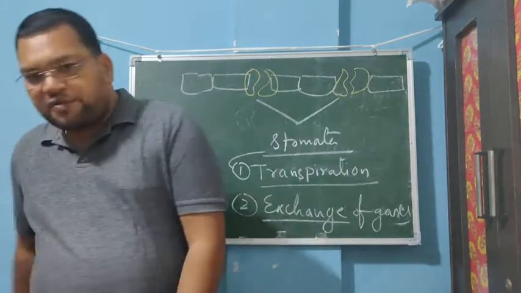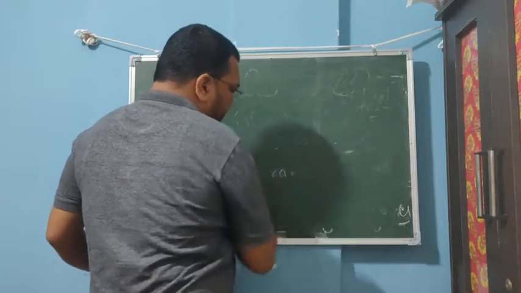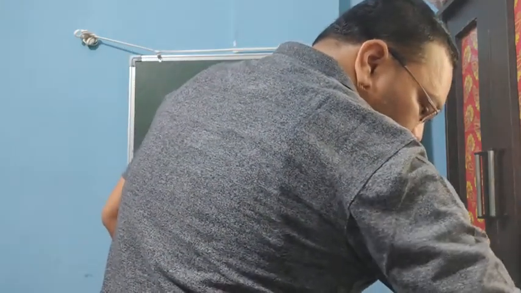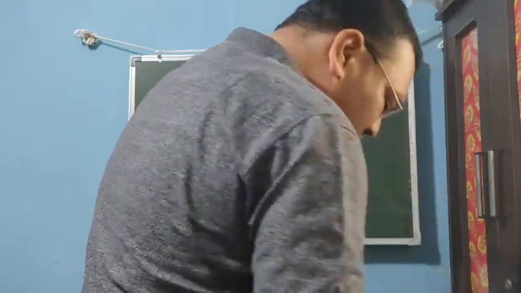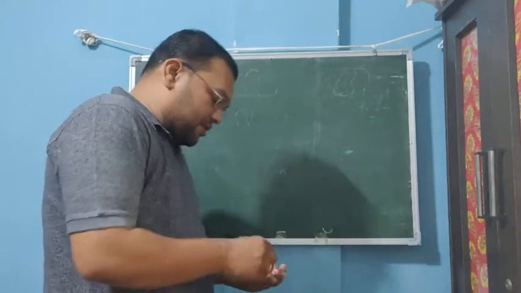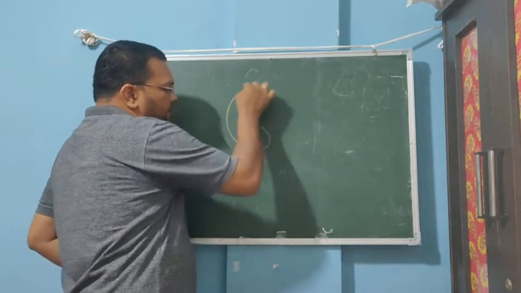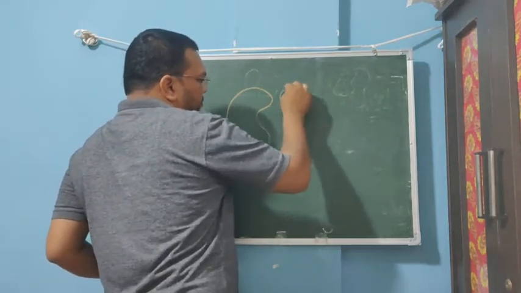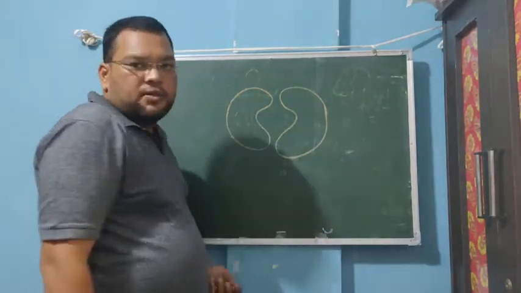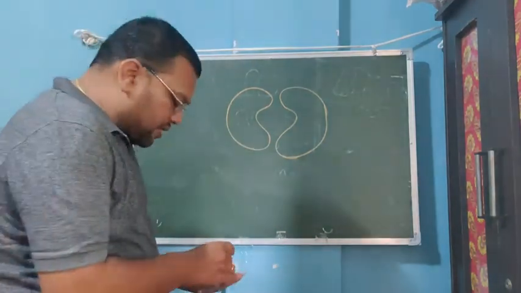Now we are going to see the structure of the stomata, how the stomata appears. When we see the stomata, it is made up of two guard cells. The guard cells are bean shaped. These are the two guard cells. The stomata is made up of these two bean-shaped guard cells.